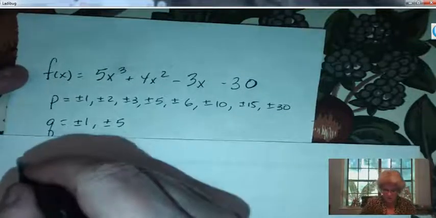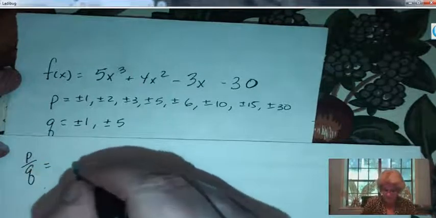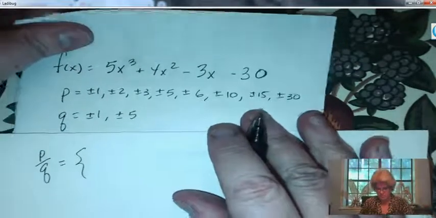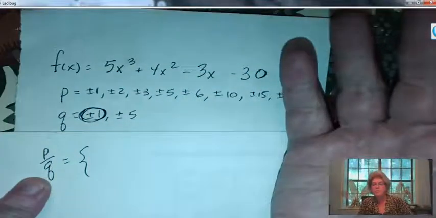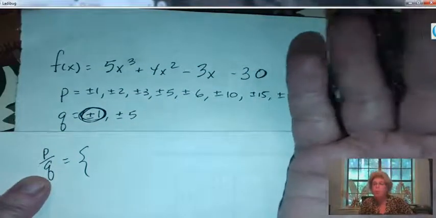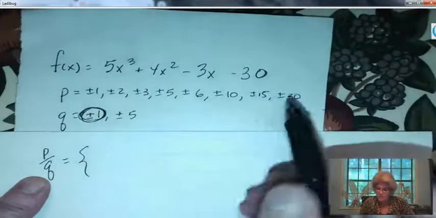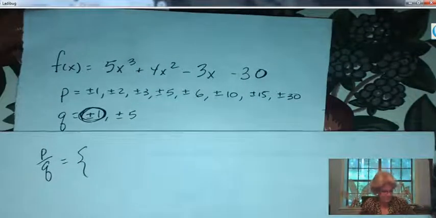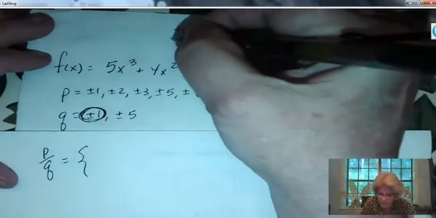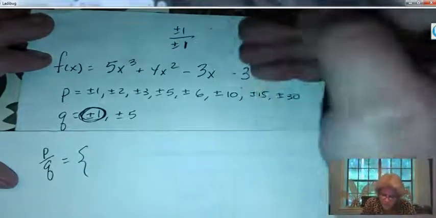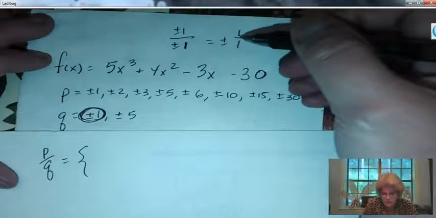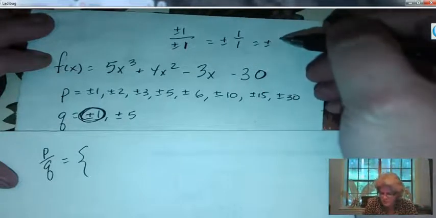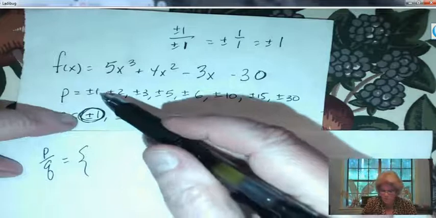So what I'm going to do is make a list, and this is how I like to do it. I'm going to go through the q's separately. So suppose q is plus or minus 1. If I've got plus or minus 1 in the denominator, I'm just going to get these original ones back. So if I have plus or minus 1 all over plus or minus 1, first of all the plus or minus, I can bring that out to the front. But of course, since I have 1 in the denominator, it's just going to be plus or minus 1. So plus or minus 1 over 1.